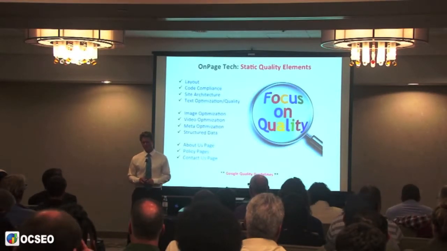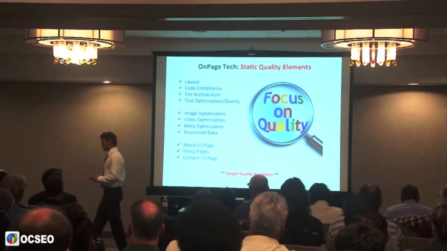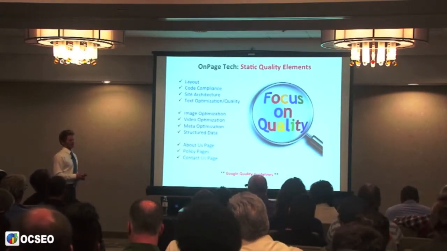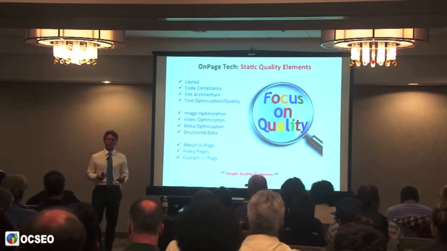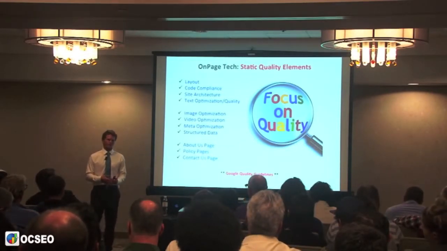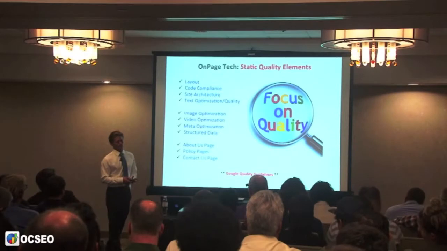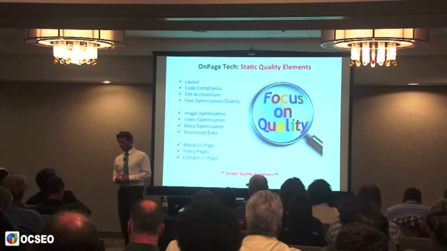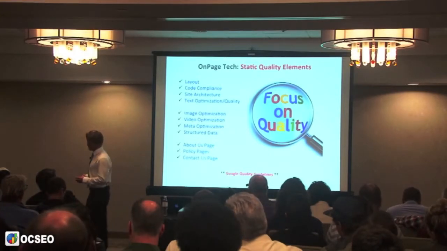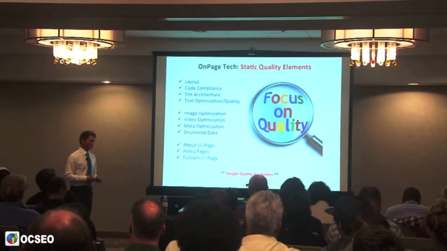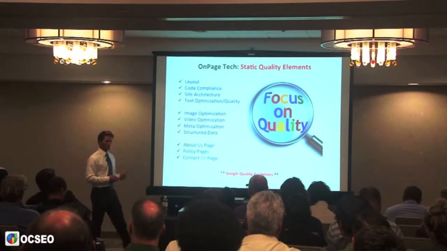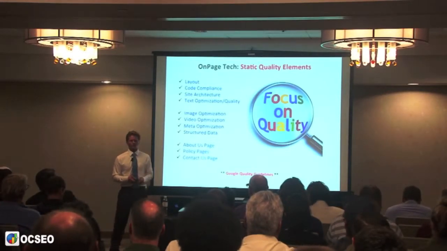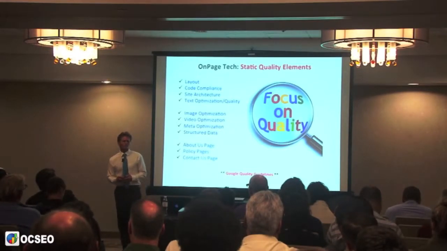The site architecture, is it usable for visitors? Do visitors conveniently navigate the site? Do you properly link from page to page? Do pages link back to each other? Do you have a footer? Do you have a strong internal linking structure? The text on your site, is it high quality? Is it well written content? Is the grammar good? There's all these other factors like images and videos and meta optimization and structured data.